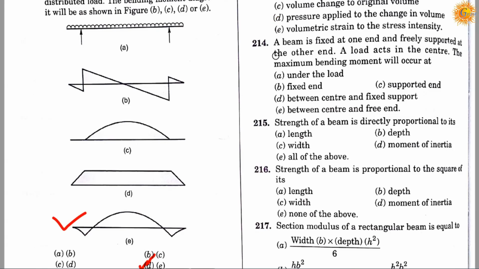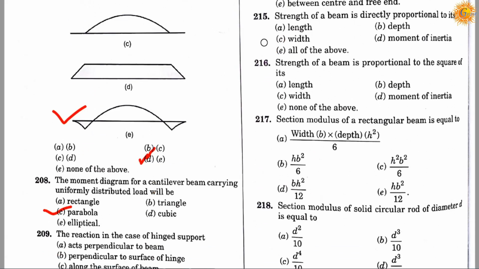Question number 214. A beam is fixed at one end and freely supported at the other end. The load acts in the center. The maximum bending moment will occur at: option A under the load, option B fixed end, option C is supported end, option D is between center and fixed support, option E is between center and free end. Correct answer is B, it will be fixed end.